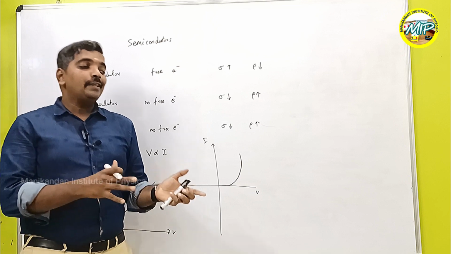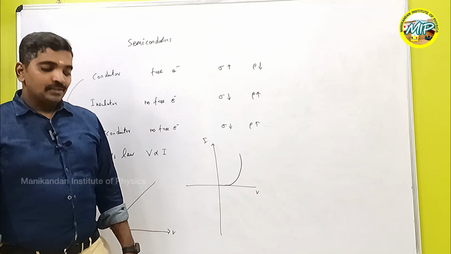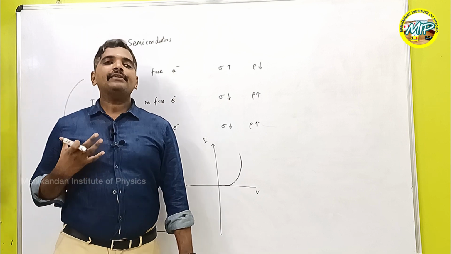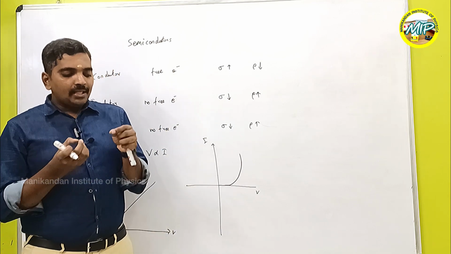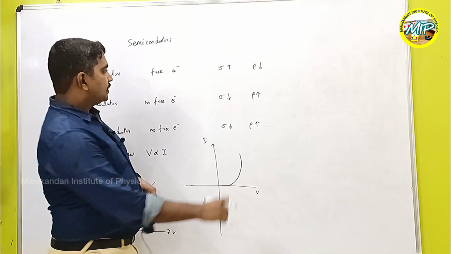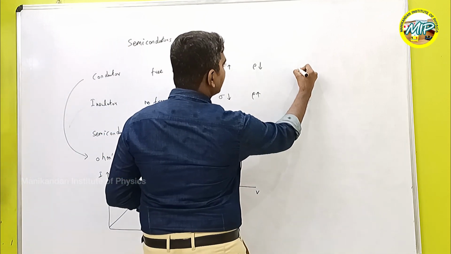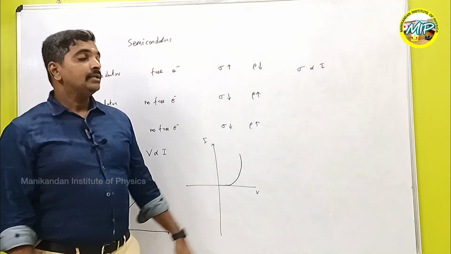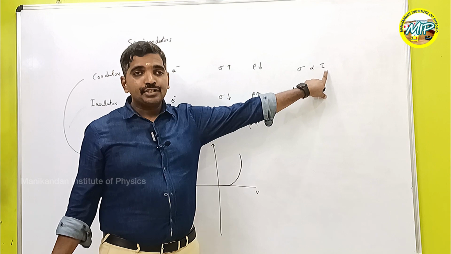So now we are going to the current electricity. What is meant by relaxation time? The relaxation time is the average time interval between two successive collisions. In the case of conductivity, the conductivity is directly proportional to the relaxation time. This tau stands for relaxation time.